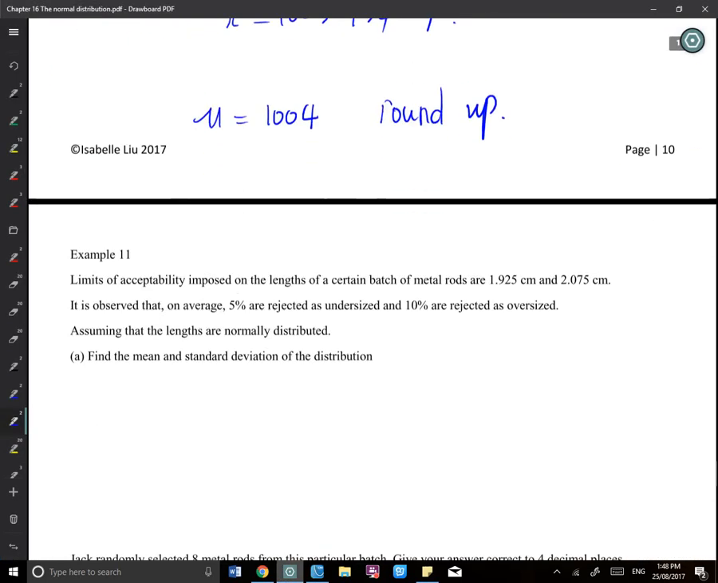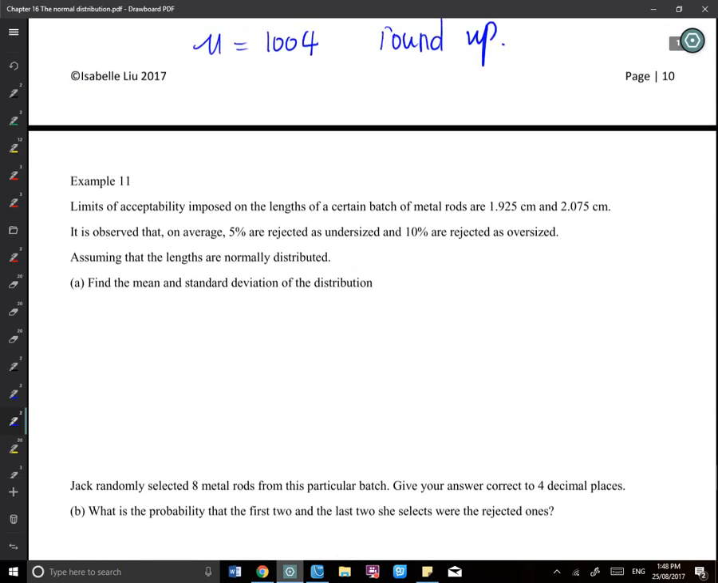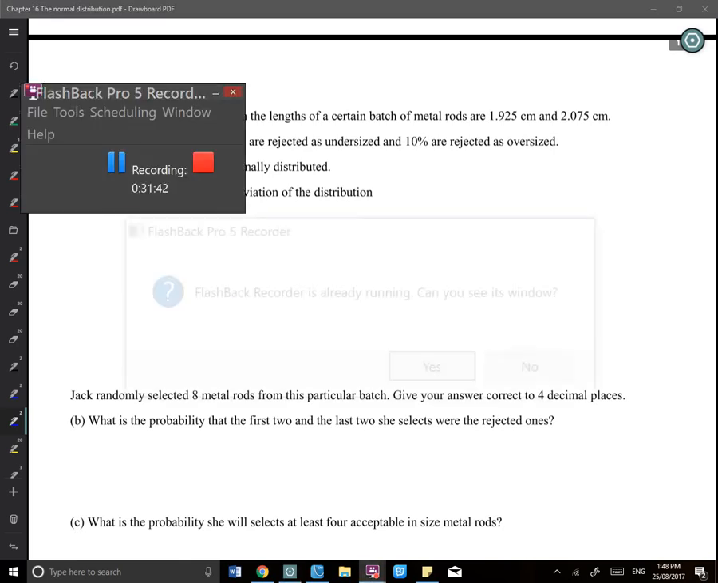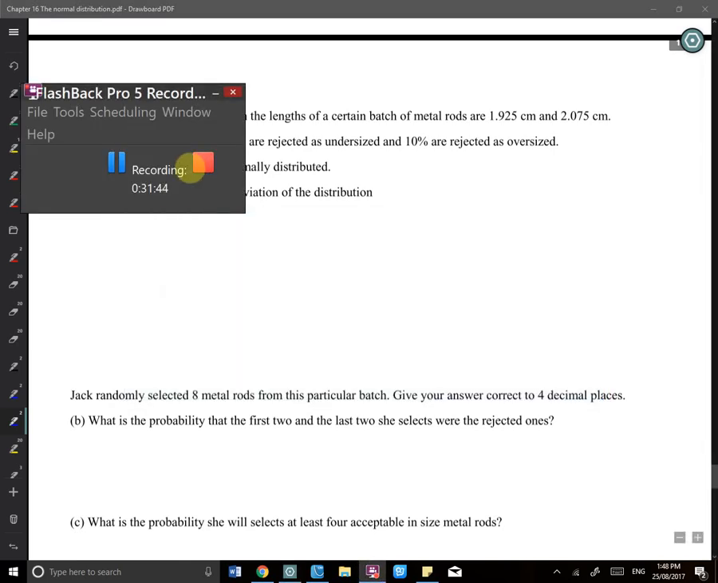Alright. Skip that one. Chapter exercise 11, limits of acceptability. Just wait a second. I will save this one first.